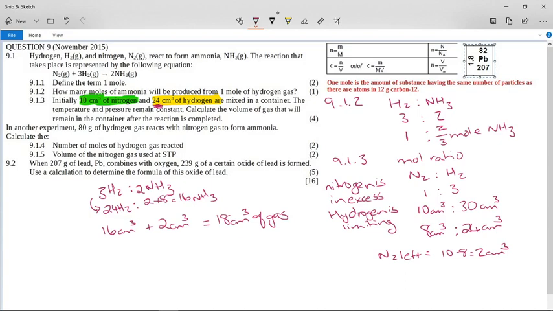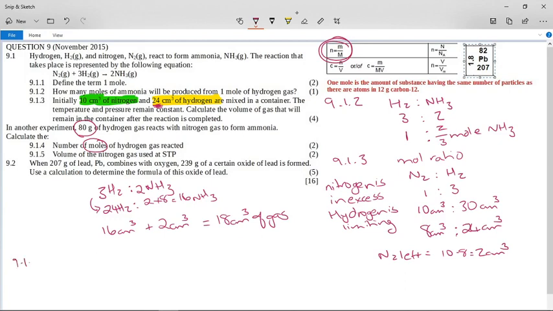Now it says to you, in another experiment, 80 grams of hydrogen reacts with nitrogen gas to form ammonia. Calculate the number of moles of hydrogen gas reacted. So now we've got a mass here. Can you see a mass? Okay, and we want to find the moles. So we're going to use this formula over here, n equals m over M.